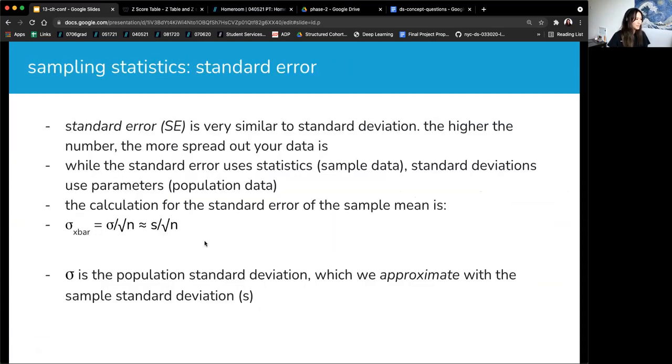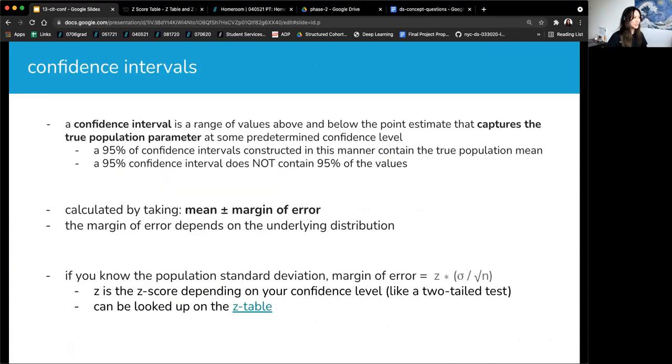Okay, so for the calculation of standard error, you just take the standard deviation divided by the square root of the number of things in the sample. Sigma is the population standard deviation, which we approximate with the sample standard deviation. So, right, if you want to calculate the standard error of a sample, you take the standard deviation divided by the square root of the number of items in that sample. That's just something that's good to know for terminology.